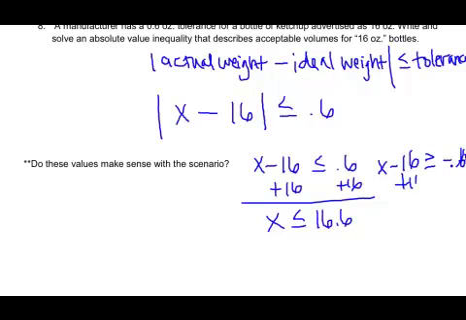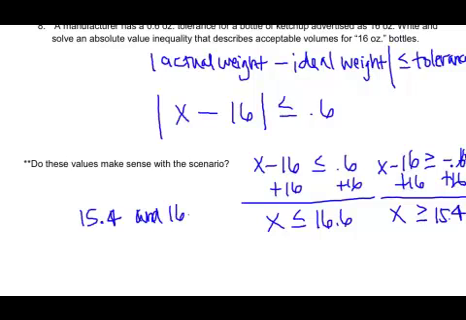For our second inequality, again, we're adding 16 to both sides. So x is greater than or equal to 15.4. So again, if we look at this solution, this tells us that the ounces of the bottle have to be between 15.4 and 16.6 ounces in order to be considered a 16 ounce bottle of ketchup. So your 16 ounce bottle of ketchup might not be exactly 16 ounces. So again, absolute value and inequalities can be used in real life situations that deal with tolerances or limits.